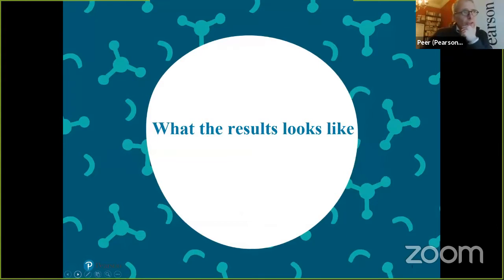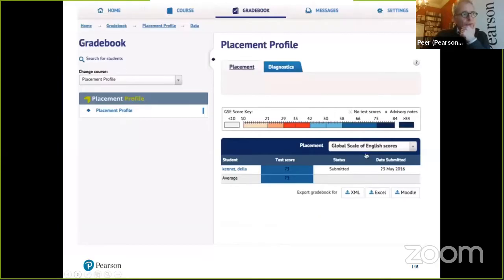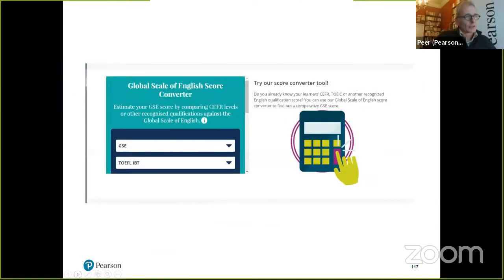Now, as I said, the results you get will be instant. So as soon as you finish the test, it takes probably less than a minute for the system to make sure you get your results, because while you're doing the test, the system already collects data and evaluates what you are like. So as you notice, the result here is based on the global scale of English scores. So the global scale of English score here of this person or candidate is a 73. So you may wonder, well, what does 73 mean? Now we can correlate this value to other scales.